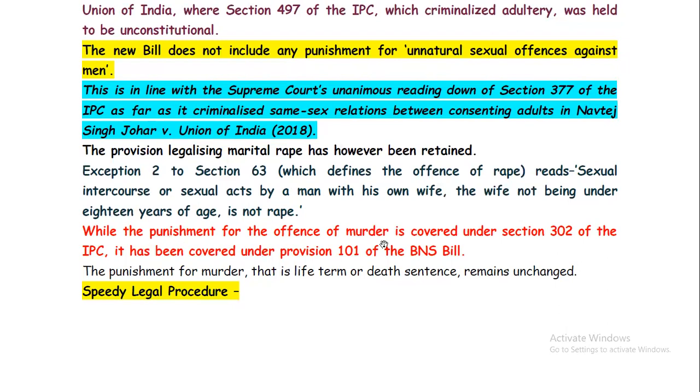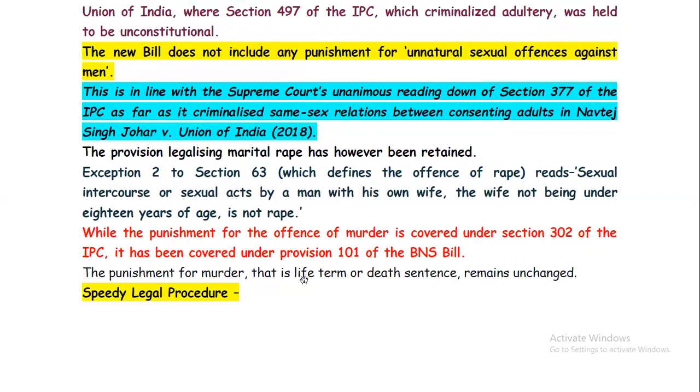Now, the punishment for the offense of murder is covered under provision 101 of the BNS bill, the Bharatiya Nyaya Sanhita bill. Previously, in our IPC, that was covered under Section 302. Everyone knows that Section 302 of the IPC stands for the offense of murder. Now it is going to be covered under provision 101 of the BNS. The punishment for murder, that is lifetime imprisonment or death sentence, remains unchanged. For murder cases, the punishment is either lifetime imprisonment or death sentence; that remains unchanged.